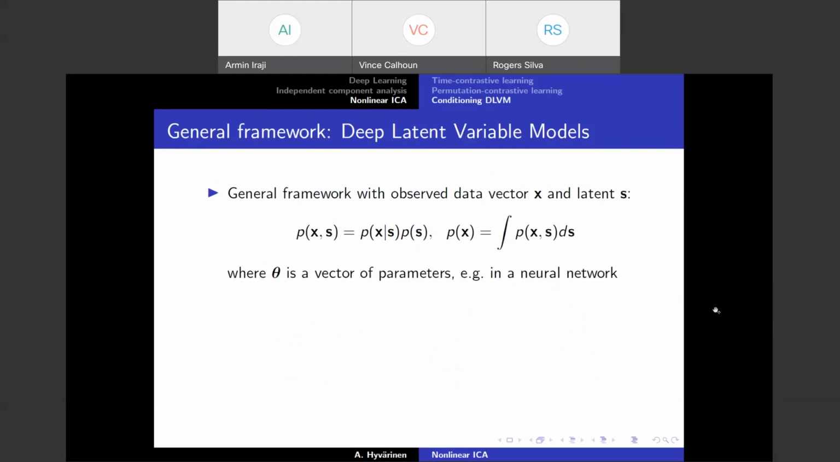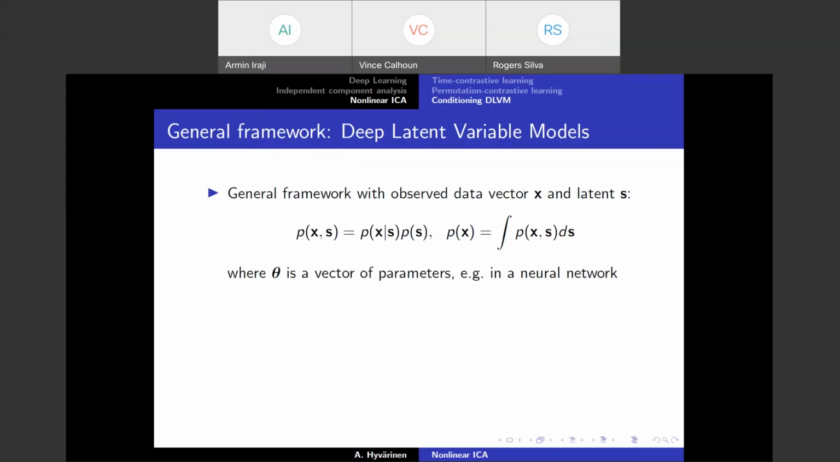Okay, I will then very briefly, so that was the self-supervised case. I will then very briefly explain something a little bit more theoretically sophisticated, which is where we go into deep latent variable models and maximum likelihood estimation. Now, people often talk about deep latent variable models. It's a very general concept, not in any way restricted to nonlinear ICA, obviously.